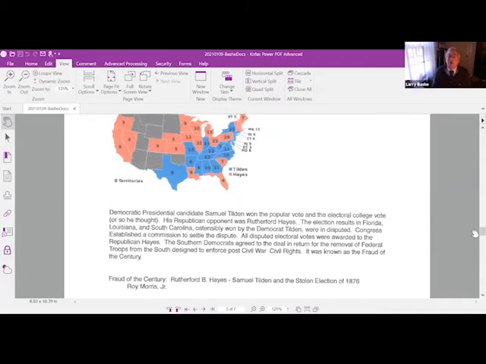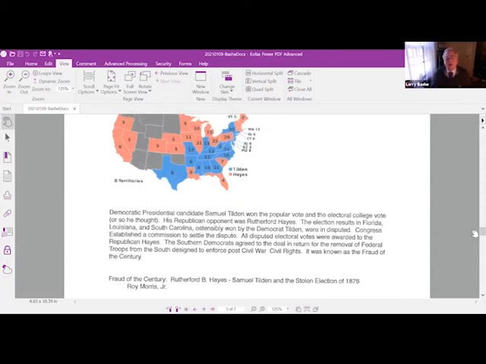and agreed to not contest the Electoral College votes for Rutherford B. Hayes. So he was going to get all 20 of those votes if he would agree to remove the federal troops from the South. So remove military control. The troops were there to enforce the changes in the Constitution that gave rights to freed slaves.